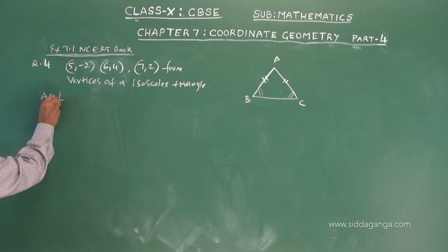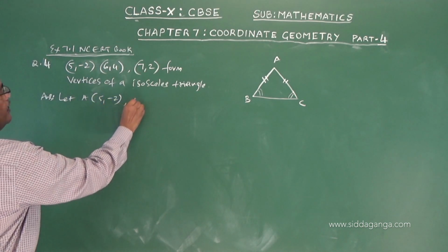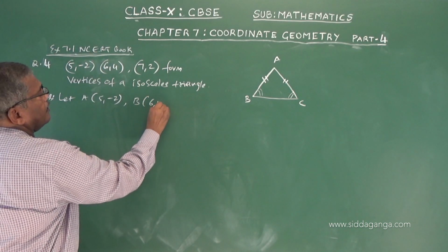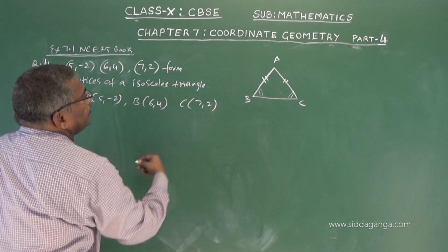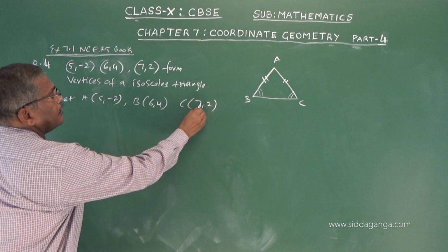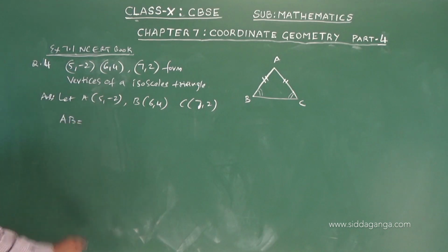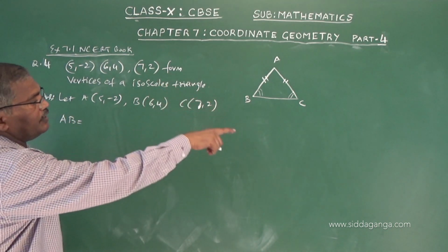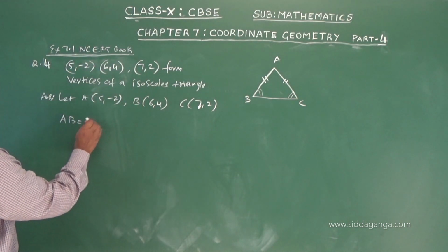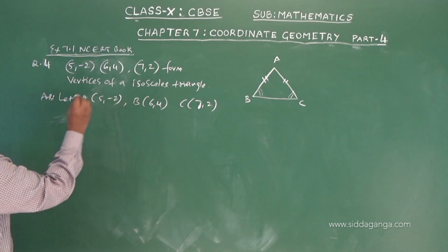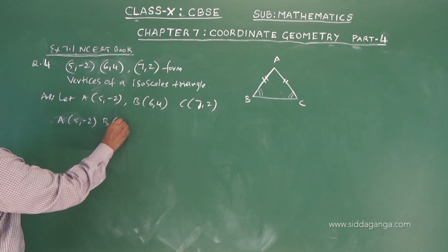Answer. Let A be (5, minus 2), B be (6, 4), and C be (7, 2). Now find AB by the distance formula; find AB, find BC and find CA. To find AB, always take them separately. A is (5, minus 2), B is (6, 4).